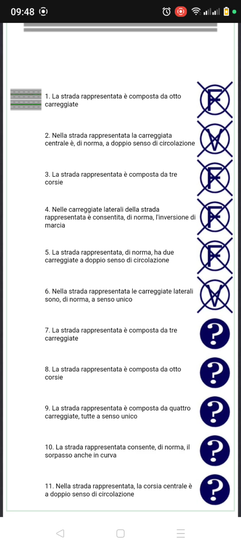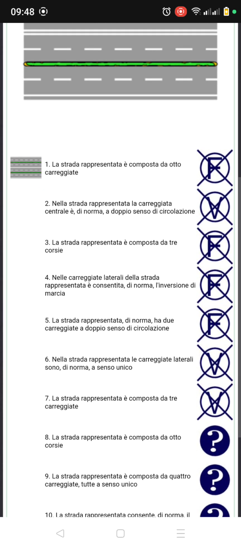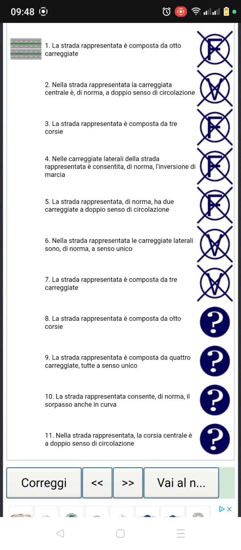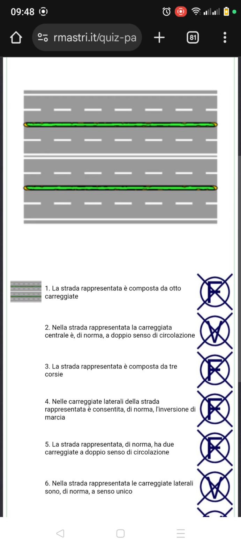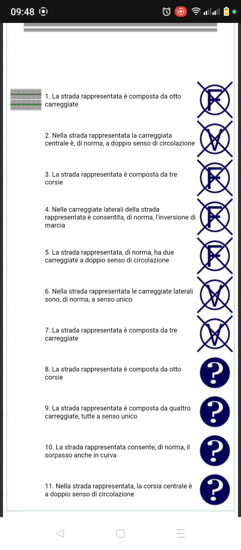La strada rappresentata è composta da 3 carreggiate. Yes, it's very, very true. So this very road is composed of 3 carriageways. Yes, it's true. So la strada rappresentata è composta da 8 corsie. Yes, it's very, very true. So this very road is composed of 8 lanes. 8 corsie. Yes, it's very, very true.